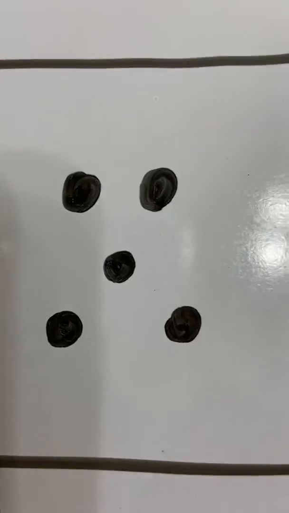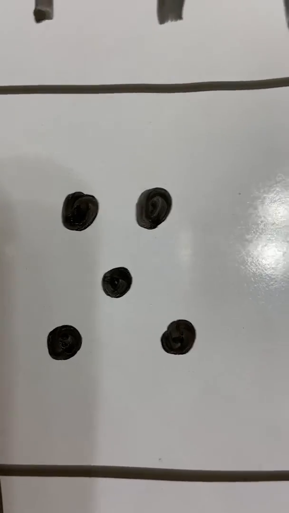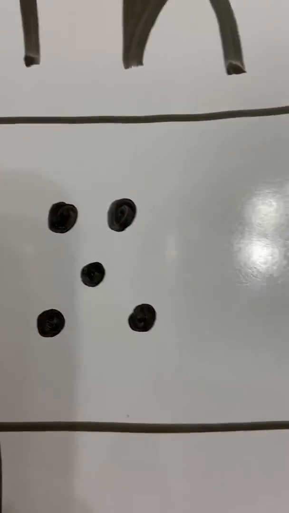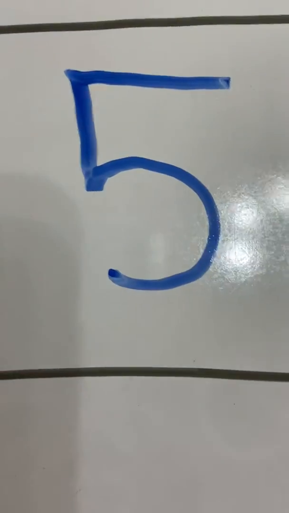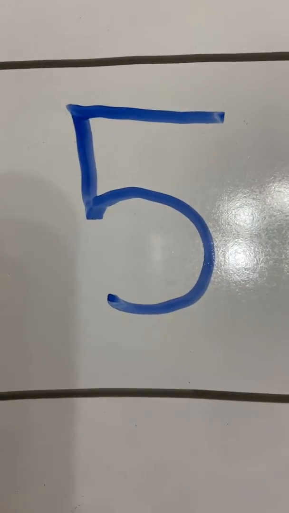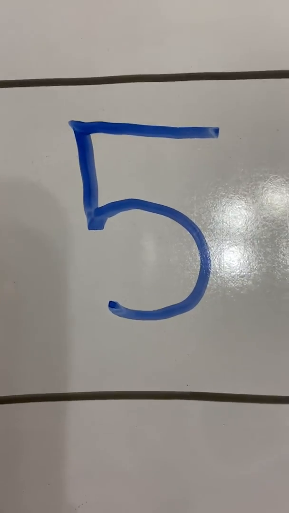You might recognize that on a dice. 1, 2, 3, 4, 5. If you guess 5, you're right. Let's write 5 together. Slide down, curve like that, back to the top and give it a hat. That is 5. Write a whole row of 5.